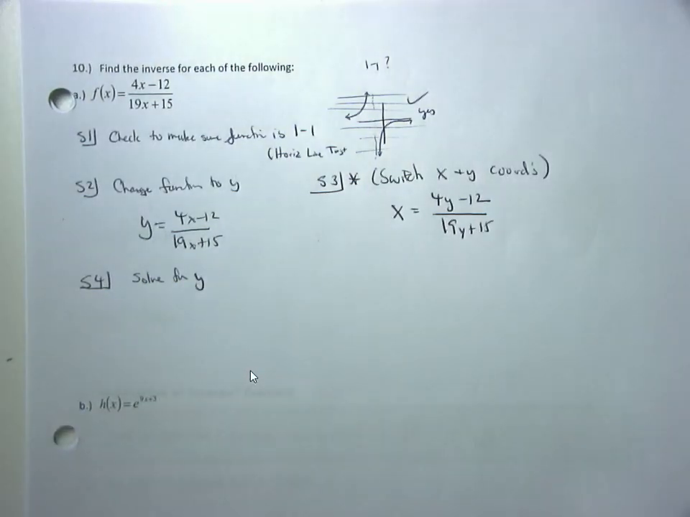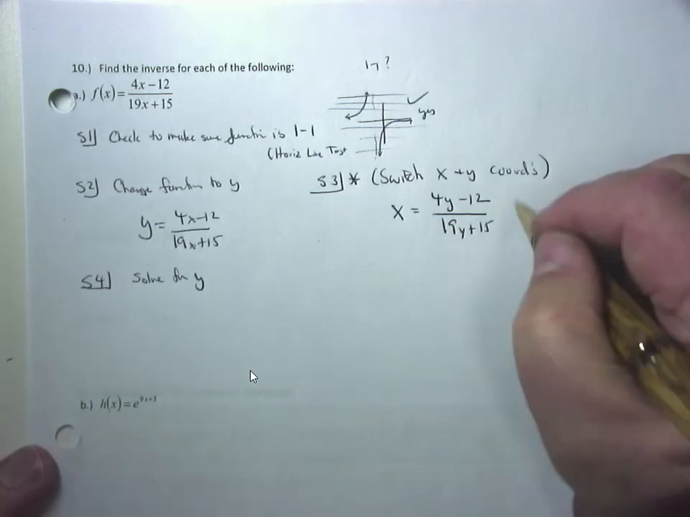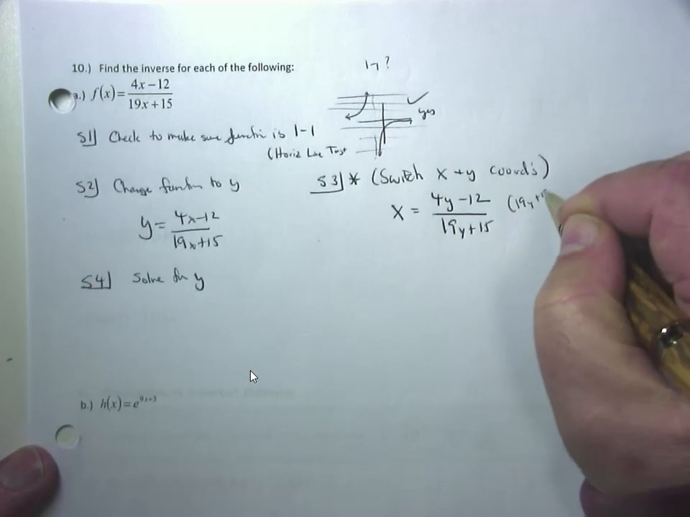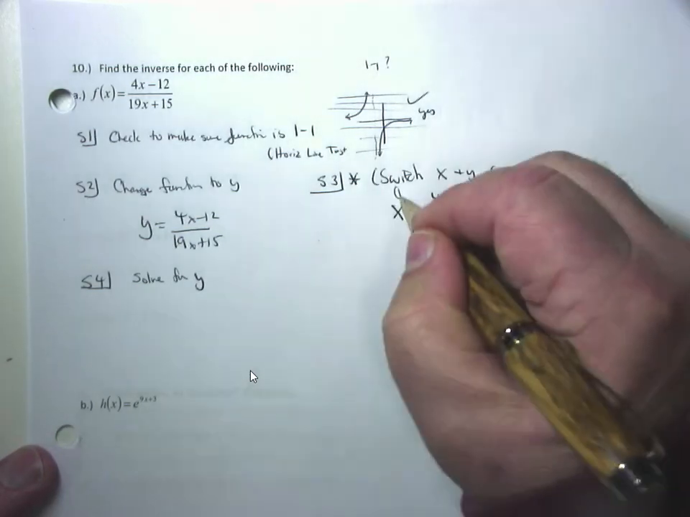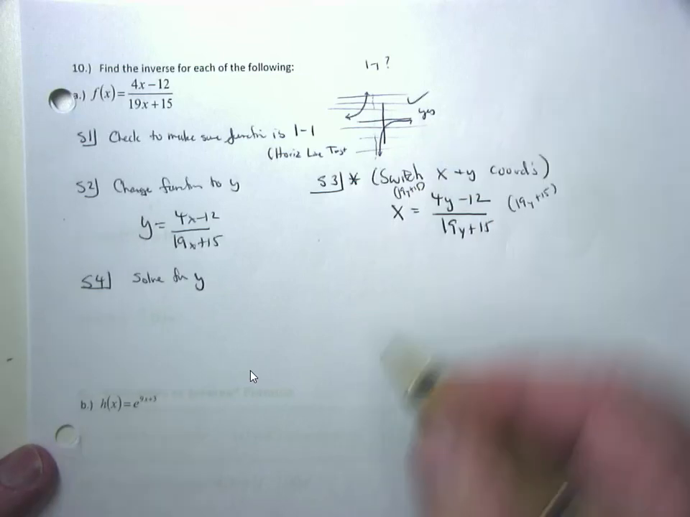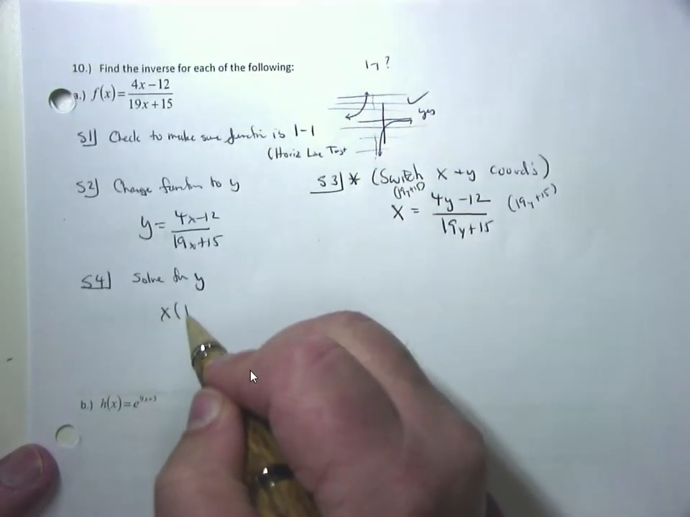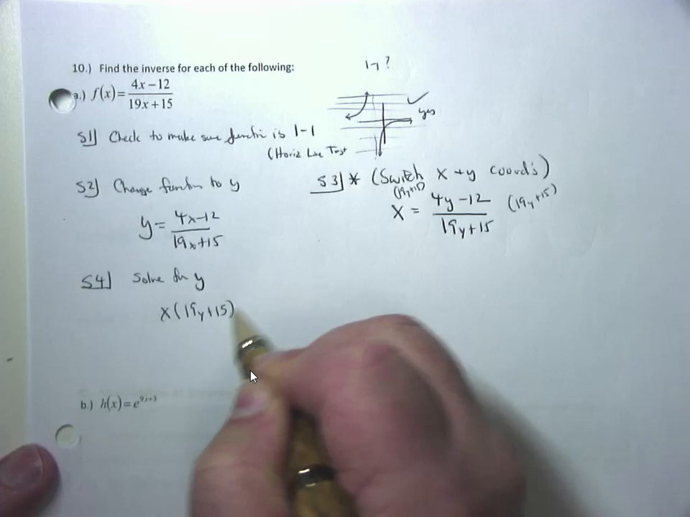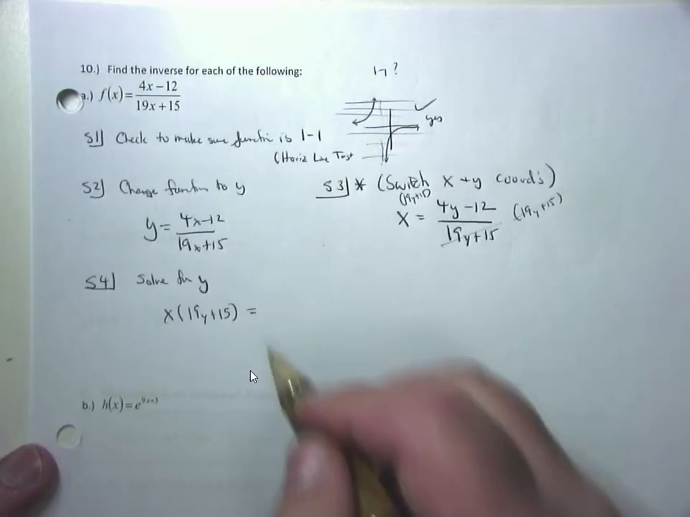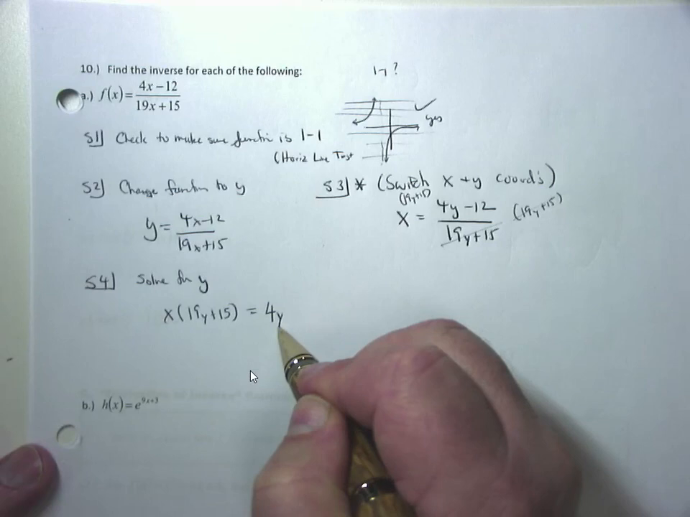How would you solve for y on this equation? x equals 4y minus 12 over 19y plus 15. Now, your first move is to get rid of fractions. So I would multiply both sides by my common, in this case only denominator. I'll multiply both sides by 19y plus 15. What I do to one side, I do to the other. This is going to give me x times 19y plus 15 is equal to, here the 19y plus 15 cancels, you're left with the numerator, 4y minus 12.